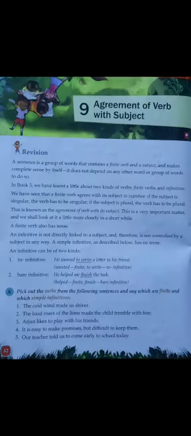Today, we are going to start with a new unit, that is unit number 9 in your English grammar book. Agreement of verb with subject means we are going to see the relation between the verb and the subject. Let us revise once again what is a verb. What is a verb, children? Action words are called verbs, right?